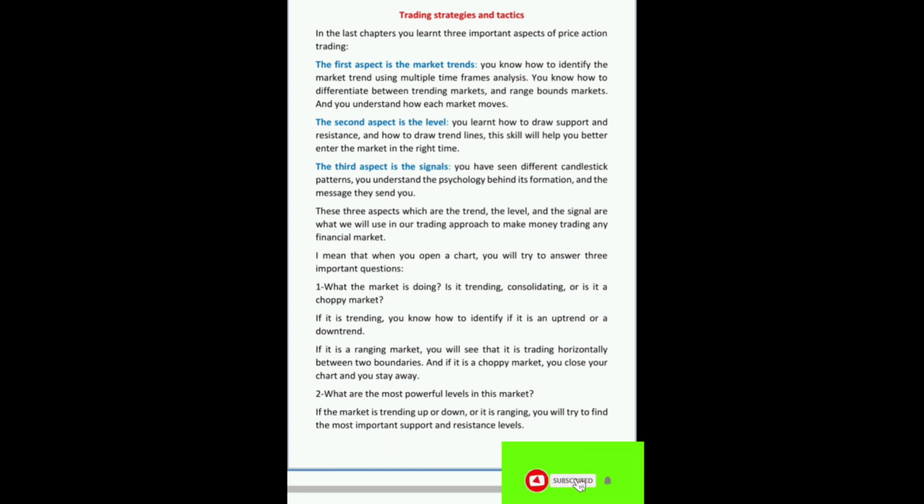Trading strategies and tactics. In the last chapters you learned 3 important aspects of price action trading. The first aspect is the market trends. You know how to identify the market trend using multiple time frames analysis. You know how to differentiate between trending markets and range-bound markets. And you understand how each market moves.